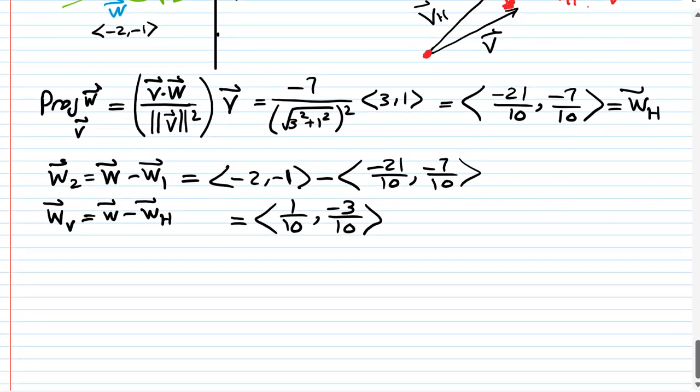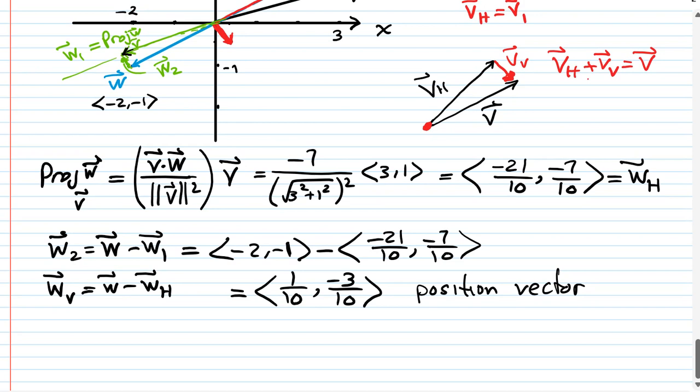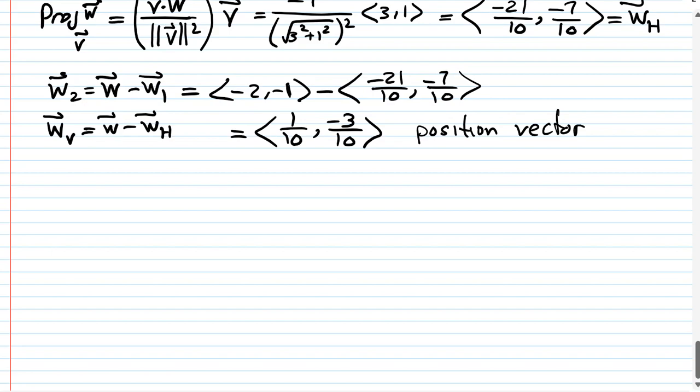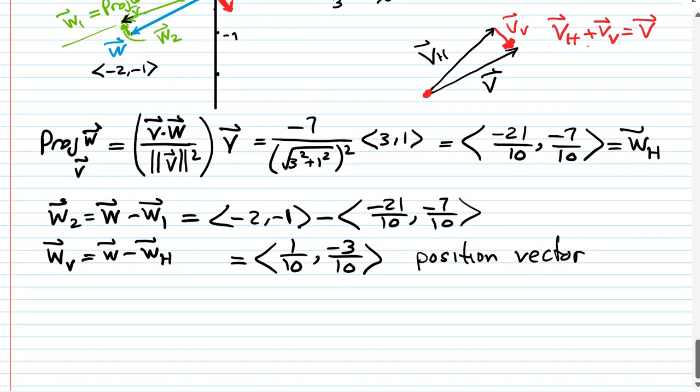Okay. And again, this is a position vector, meaning if you want to graph this, you have to graph it on the coordinate system. X is positive, Y negative, so it's going to go like this. There you go. That's going to be the component of it. Okay, the vertical component of our projection. Perfect. So there you have it.